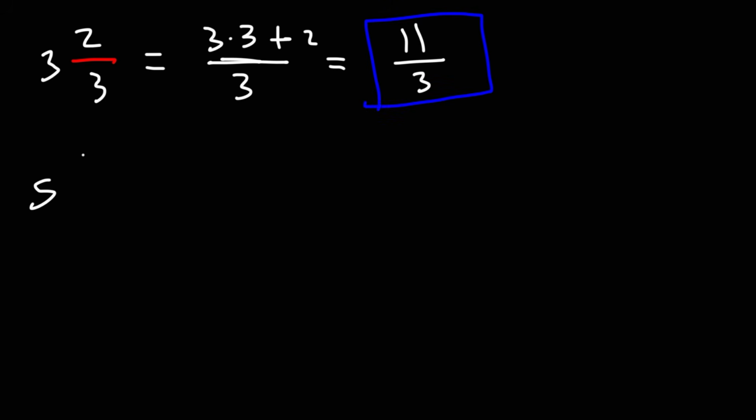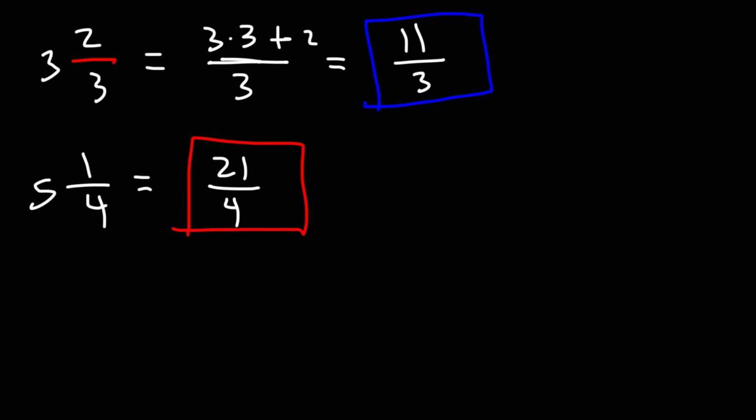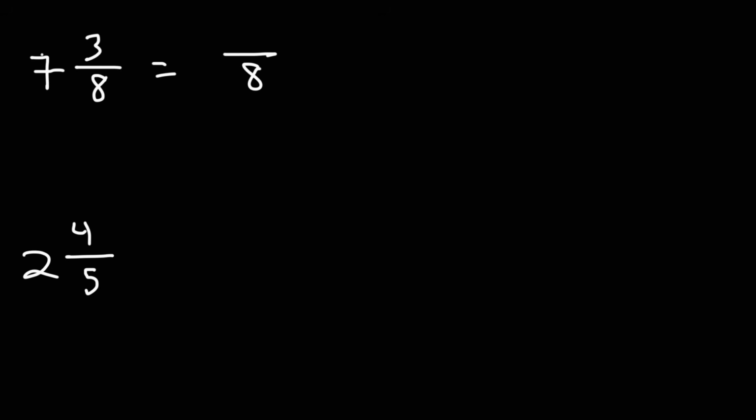Try this one. Convert 5 1/4 into an improper fraction. So it's going to be 5 times 4, which is 20, plus 1. So that's going to be 21 over 4. Try these two. 7 3/8, and then 2 4/5. So first, let's write the 8, and then it's 7 times 8, which is 56, plus 3, and that's going to be 59.